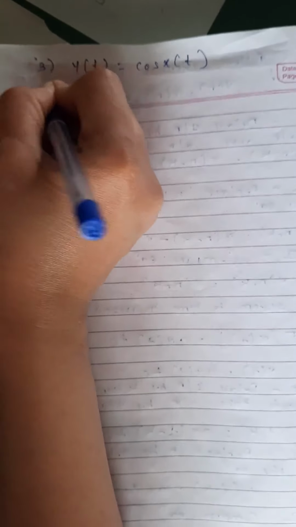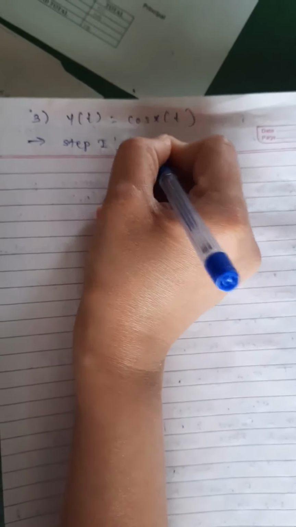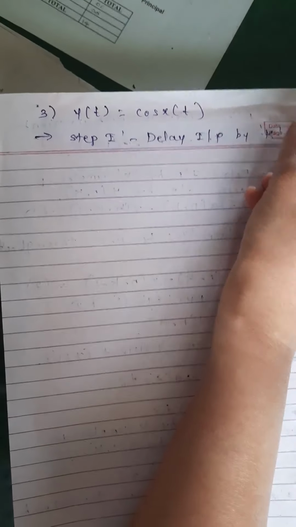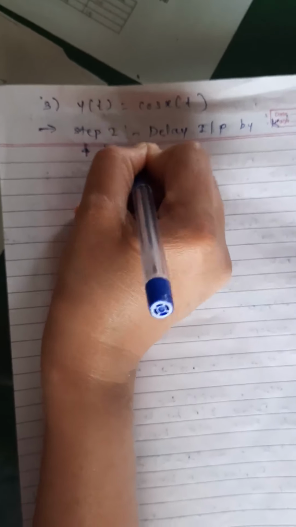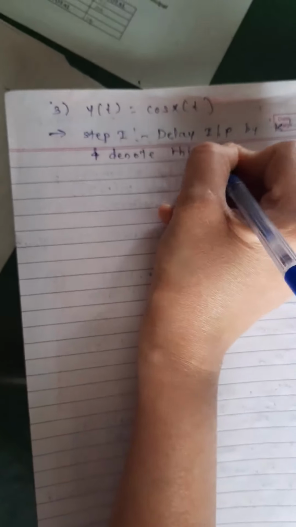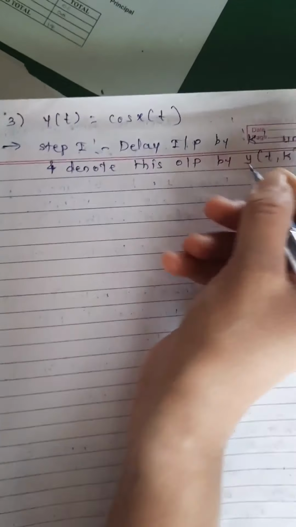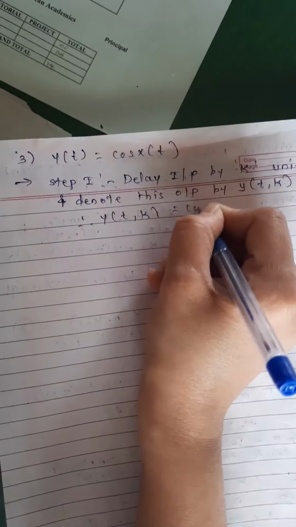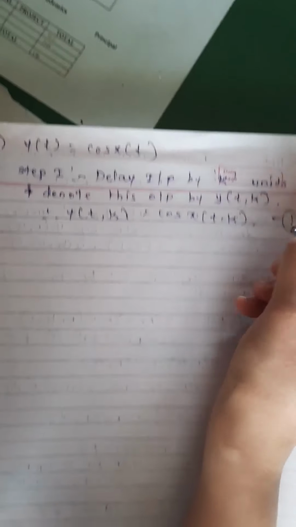In that, step 1, delay the input by k units and denote this output by y of t comma k. So y of t comma k is equal to cos of x of t minus k. This is equation number 1.